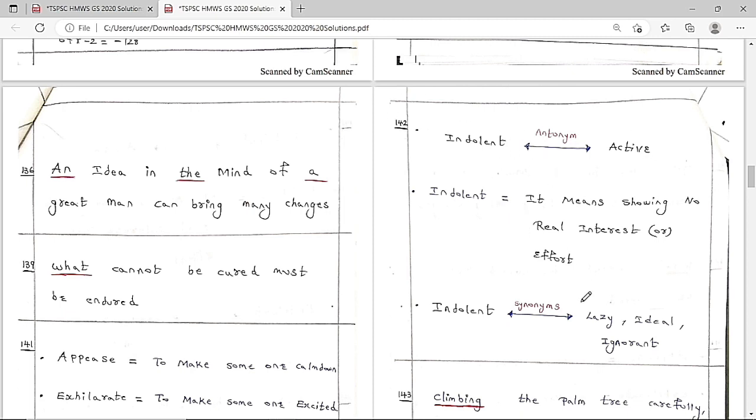So the synonyms of indolent are lazy, idle, ignorant. Lazy means not showing any effort. Idle means sitting idly without doing any work. Ignorant means not giving any importance to anything in life. So these are the synonyms of indolent, whereas active is the antonym of indolent. So this is the correct solution of this question.